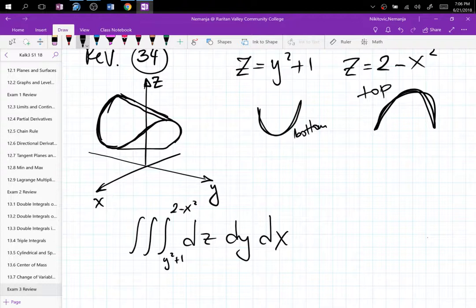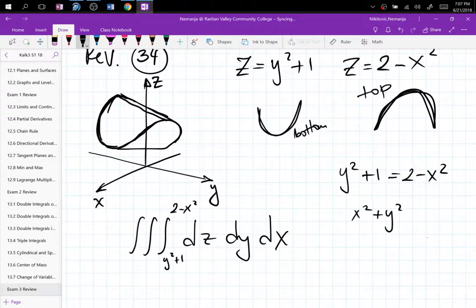We have to equate these two equations to see what the region is. So when I equate these equations, I get y squared plus 1 is equal to 2 minus x squared. I am going to push x squared to the left and get x squared plus y squared, and then move 1 to the other side, and I get x squared plus y squared equals 1. It's a circle.